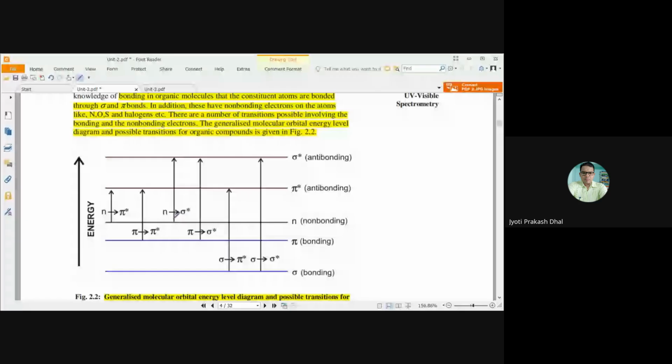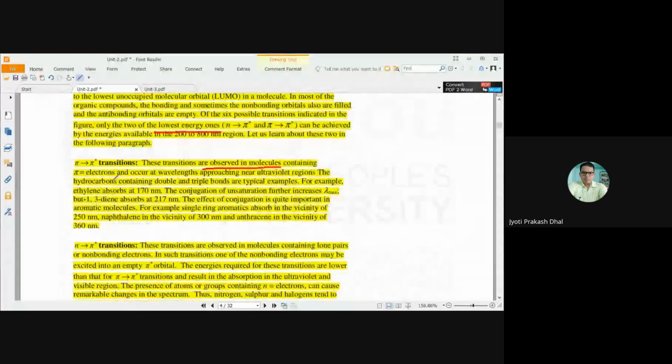Pi to pi star, and the next one is n to pi star. These transitions are observed in molecules containing pi electrons. So for these transitions, the organic molecule must contain a pi bond, and they occur at wavelengths approaching the ultraviolet region. Hydrocarbons containing double bonds or triple bonds are typical examples of this type of transition.